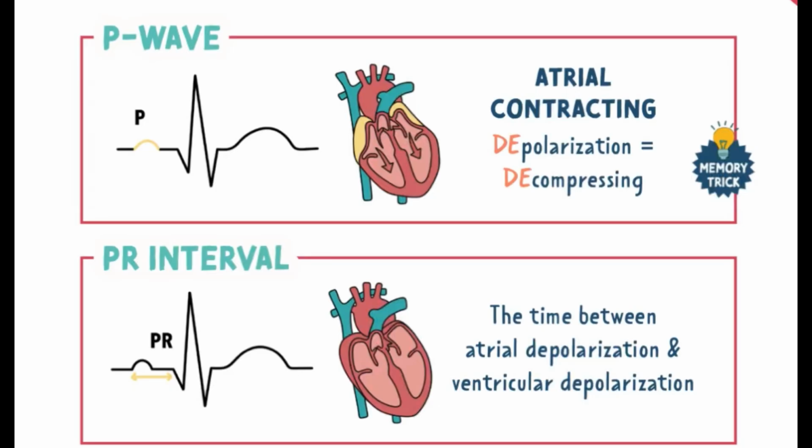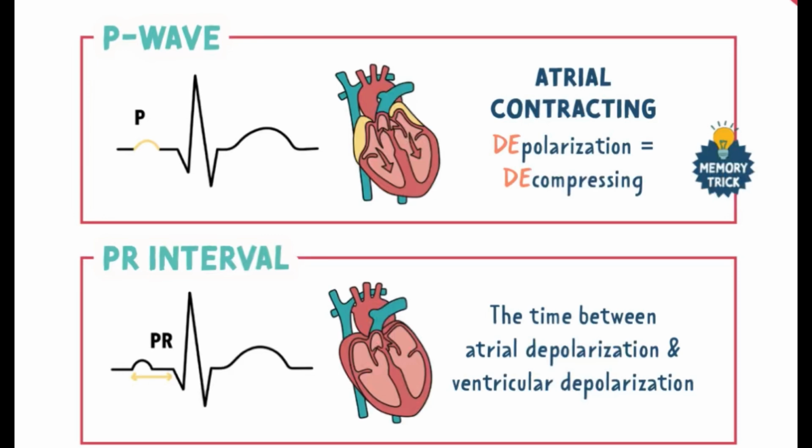So next is the PR interval. The PR interval is the time from the start of atrial depolarization to the start of ventricular depolarization. It means the electrical impulse is delayed at the AV node, which allows the ventricles time to fill with blood. The normal time for the PR interval is 0.12 to 0.20 seconds. If there is a long PR, it means there is an AV block like first degree, a problem with the AV node junction.